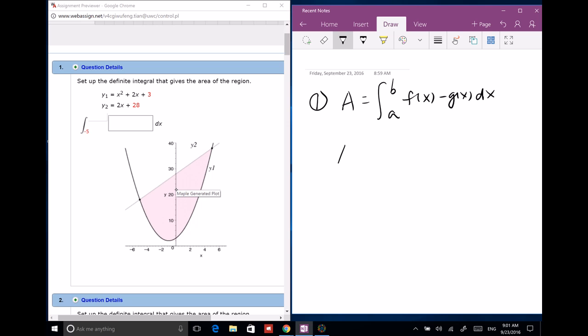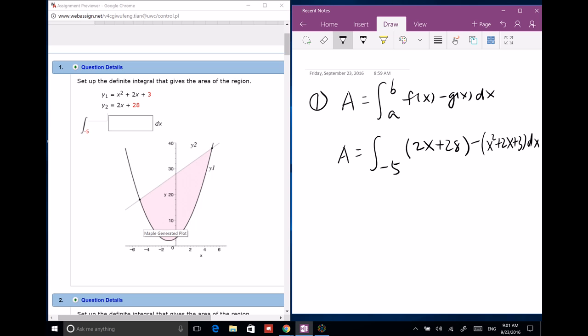Then we have a equals -5 to what point? Well, here you cannot really tell which point it is. I think it might be 5, so we have to find that out. But we know the subtraction is going to be the line on the top. The linear equation here is on the top, so it's bigger than the parabola, the quadratic equation. So use the linear equation, subtract the quadratic equation.